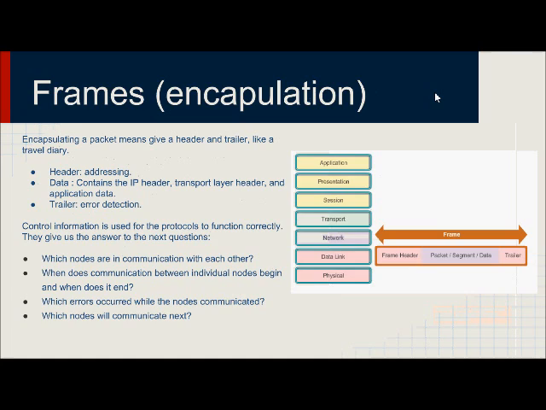Frames encapsulation. Encapsulating a packet means giving it a header and a trailer, like a travel diary. We have a header that normally has the addressing data that contains the IP header, transport layer header, and the application data, and the trailer, which contains the error detection. Control information is used for the protocols to function correctly.